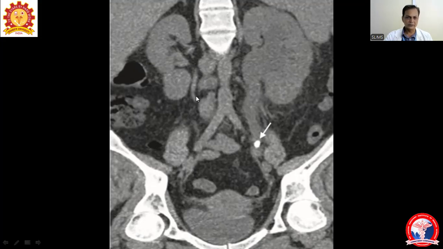These are coronal image sections, so we do get to see things partially. Here this is the ureter, normal size. Now this is the urinary bladder. This is the uterus. Now another side we are seeing on the left side.